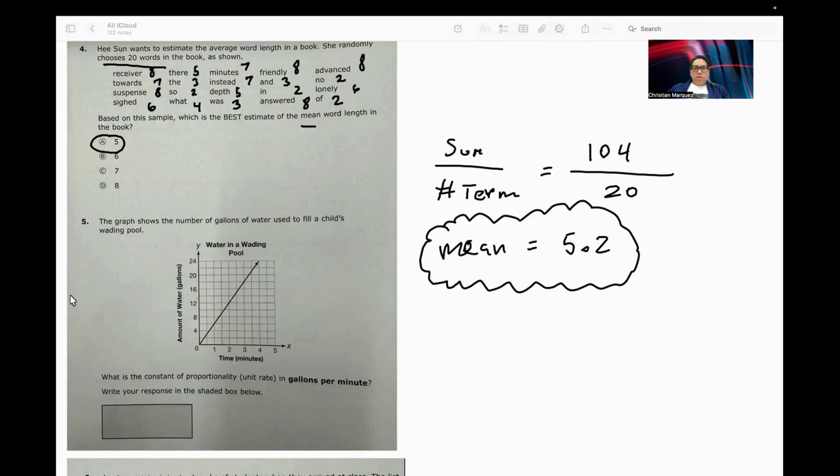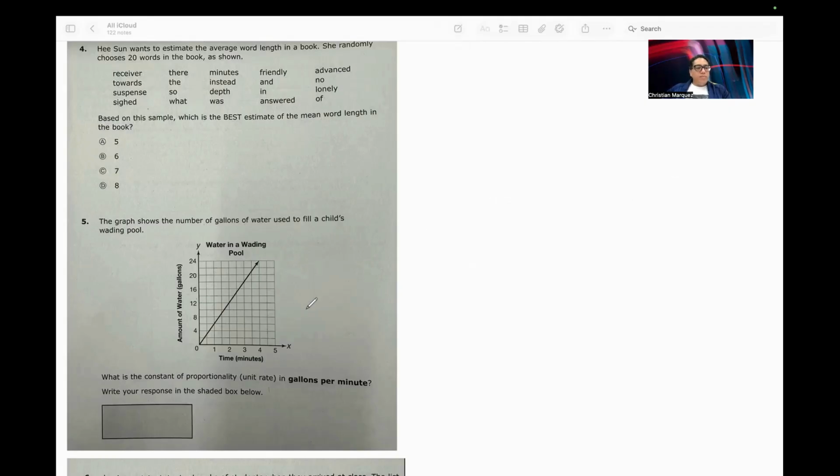Let's continue with question number 5. Number 5 is: what is the constant of proportionality? Okay, so we're going to start underlining the question. Constant of proportionality, or unit rate. The unit rate is already given, and it's going to be gallons per minute.